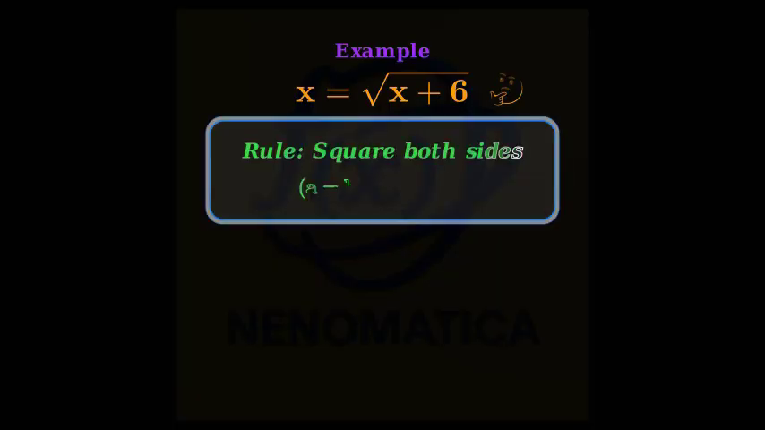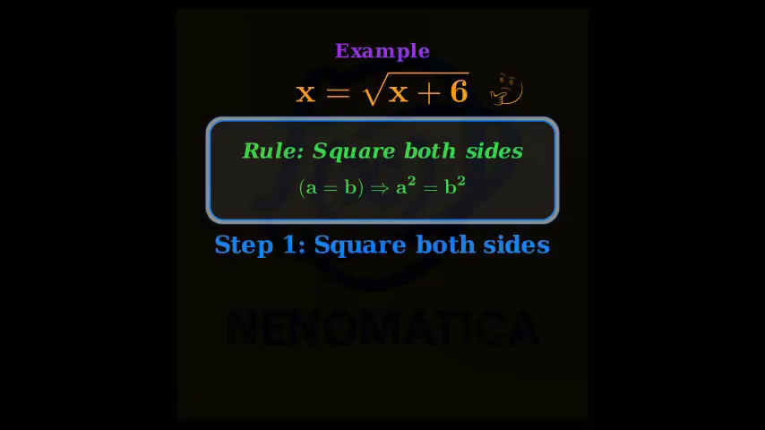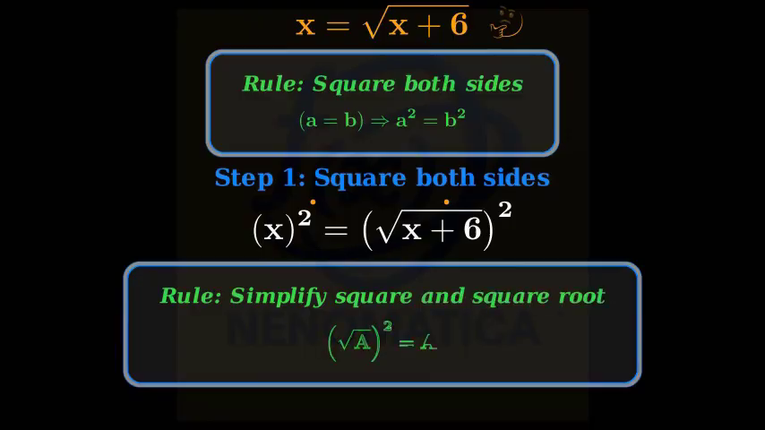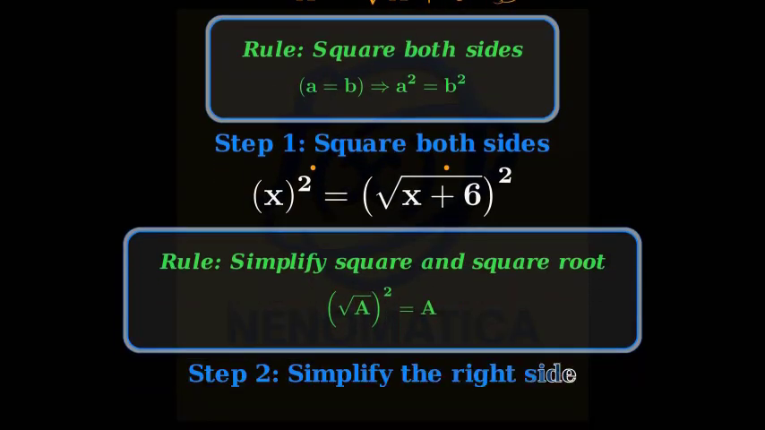Step 1. Square both sides of the equation. This is valid because if a equals b, then a squared equals b squared. Be careful, squaring may introduce an extraneous root, so we will check solutions at the end. Step 2. Simplify the right side, because the square of a square root returns the inside. So we get x squared equals x plus 6.